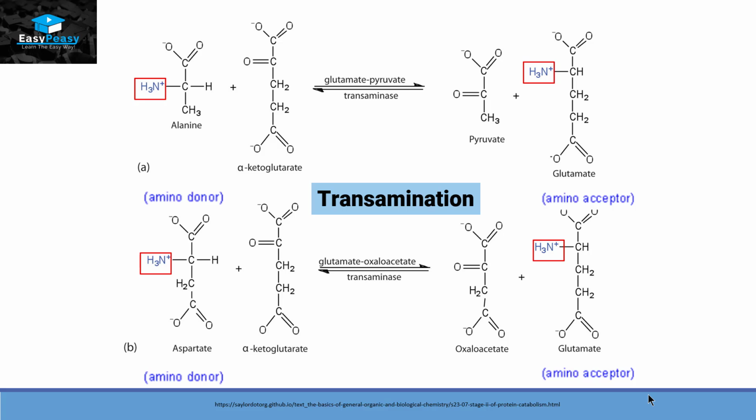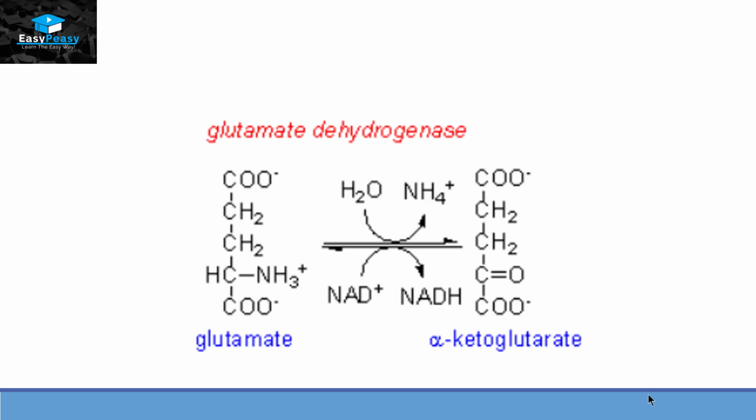There is another type of reaction called deamination. Here the amino acid, just like glutamate, releases its amino group. But this amino group is not going to another alpha keto acid; rather it is given away in the form of ammonia, converting glutamate into alpha ketoglutarate. This type of reaction, in which an amino acid releases its amino group in the form of ammonia, is called deamination.